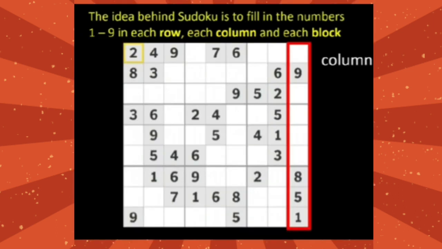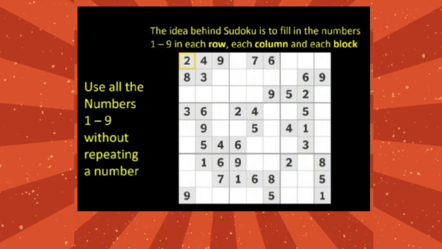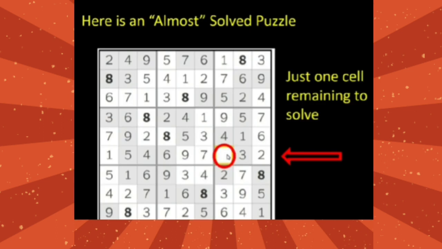The idea behind Sudoku is to fill in the numbers 1 to 9 in each row, each column, and each block. Use all the numbers 1 to 9 without repeating a number. Take a look at this.